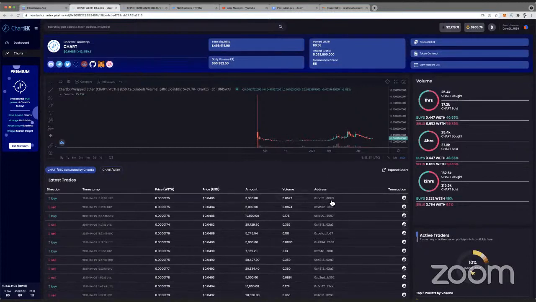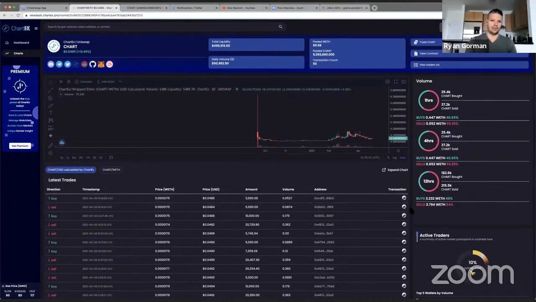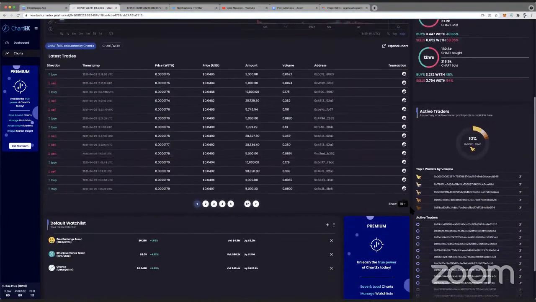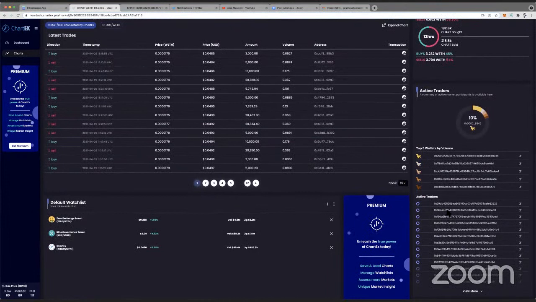This is really slick though. If I hover over the address, it's actually going to show me how much of the token has been bought and sold by this specific address. If you scroll down, you're going to have active traders as well as the top 5 wallets by volume. So you can see who's been really actively trading the token. You've got default watch lists, so you're able to actually save specific token assets, and they will come up as it's paired to your Web3 wallet, MetaMask wallet, the next time you open up this dashboard.